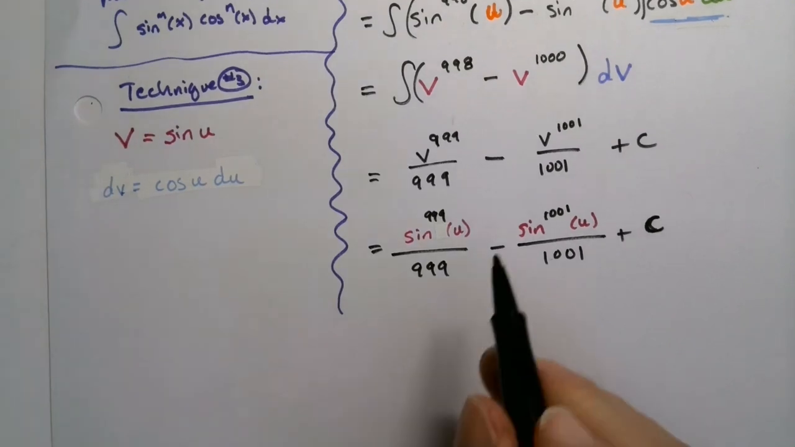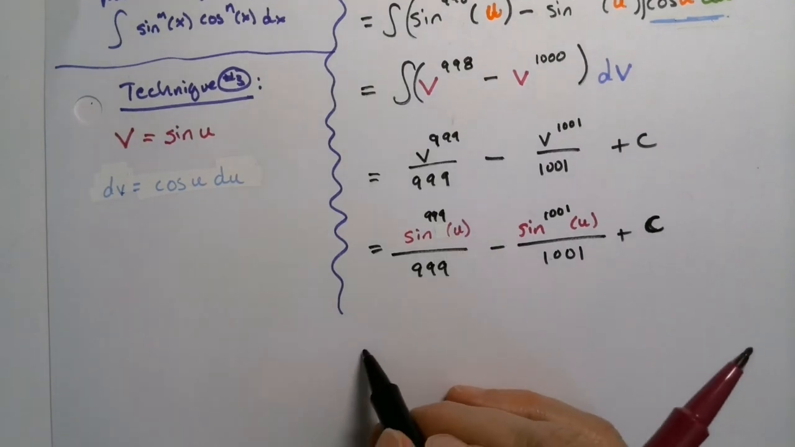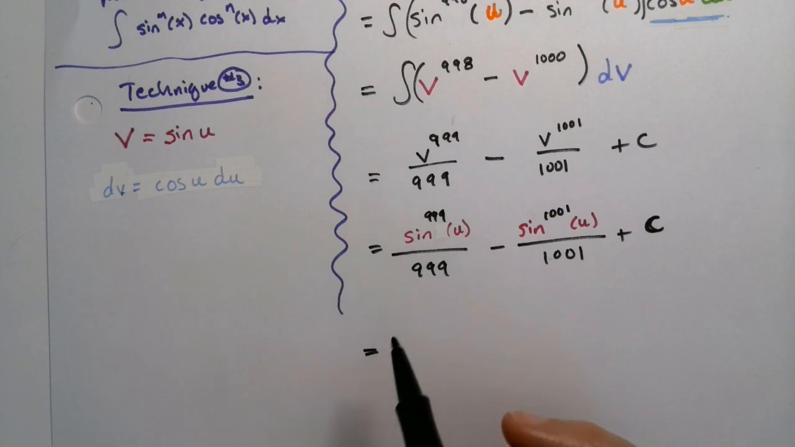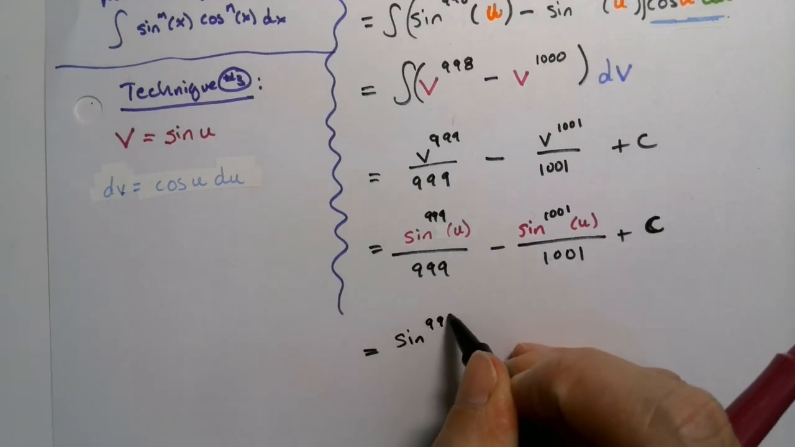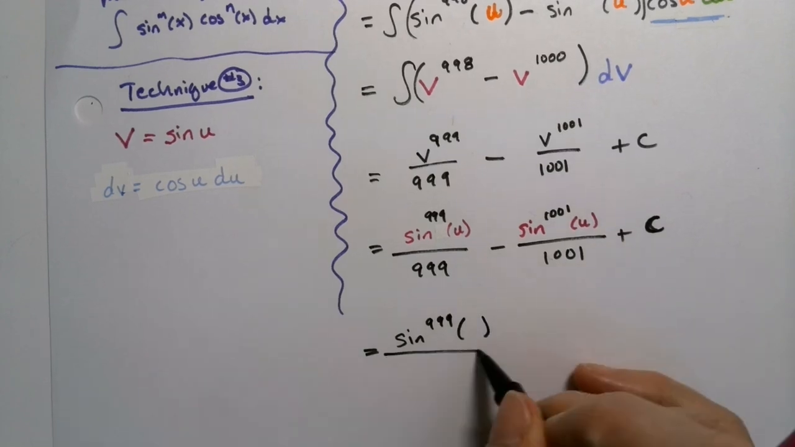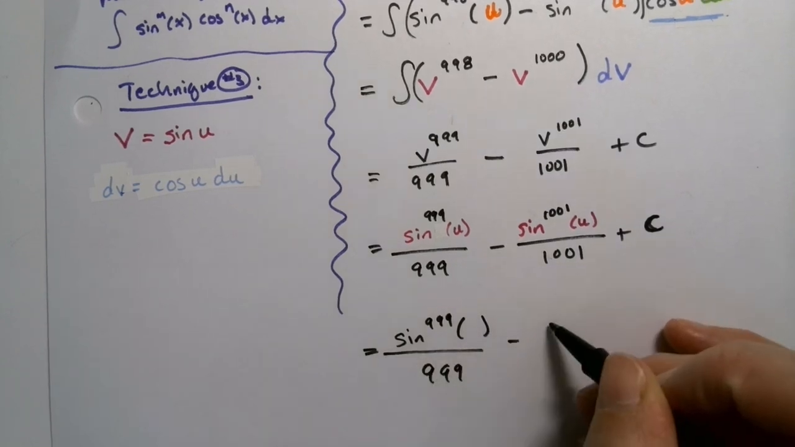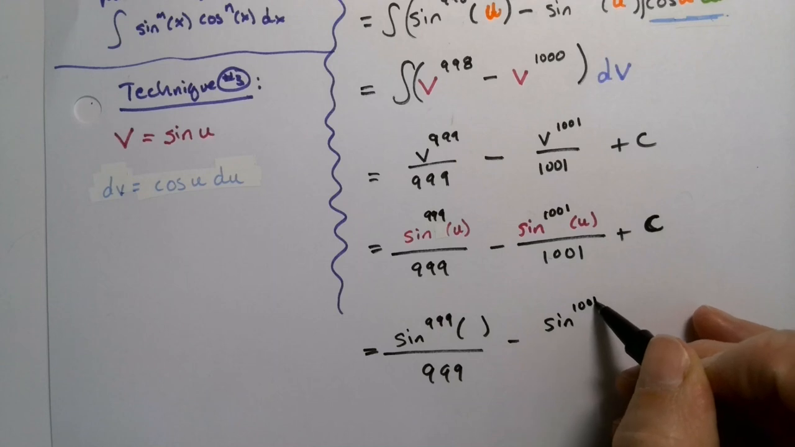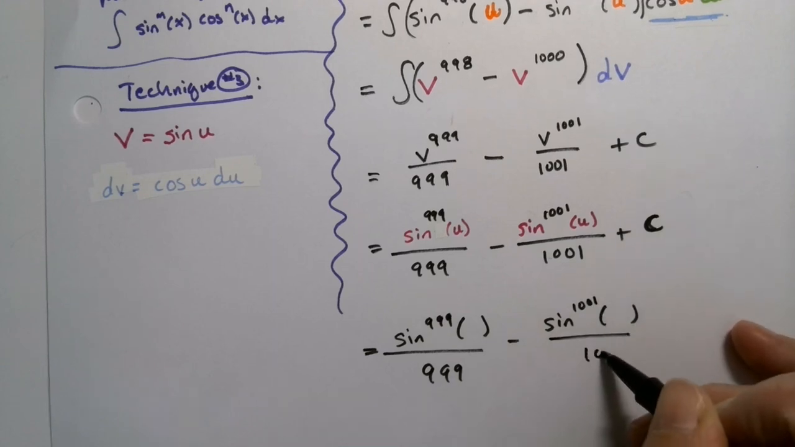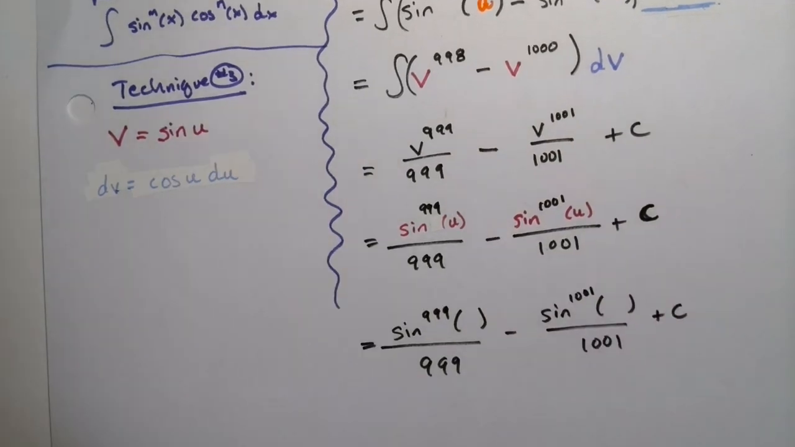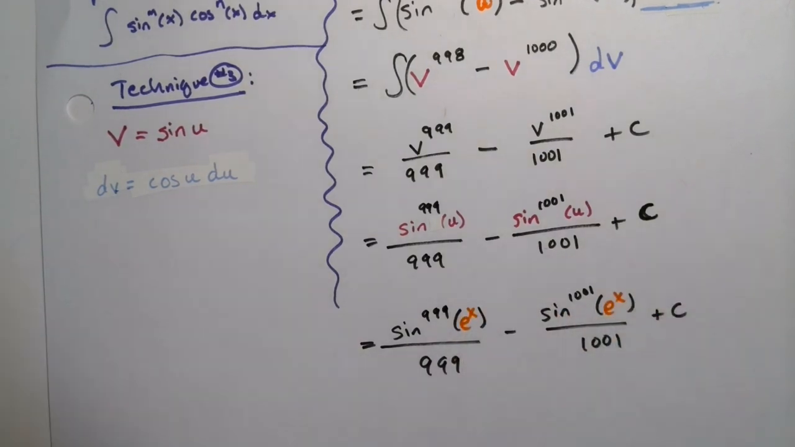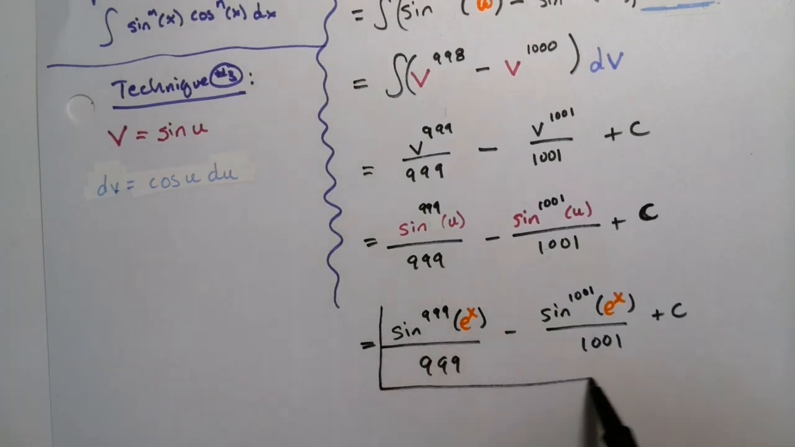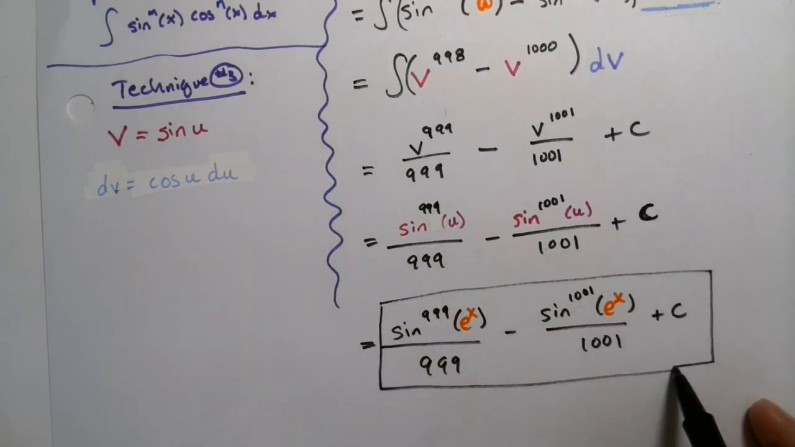But u was e to the x, so now I have to go back there. I went from v to u, now I'm going to go from u back to e to the x. So it'll be sine to the 999 of e to the x over 999 minus sine to the 1001 of e to the x over 1001 plus C. And there we have it. It was another double substitution problem.